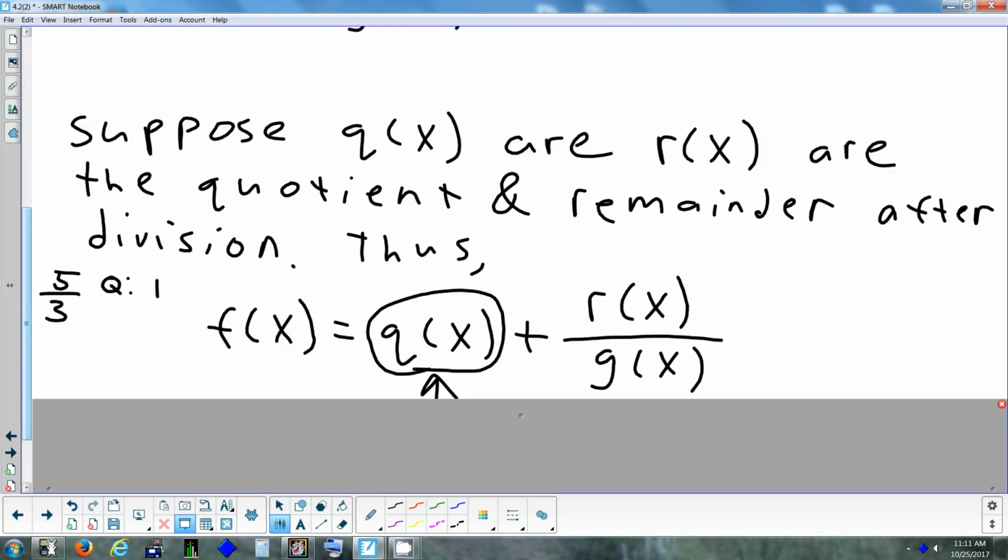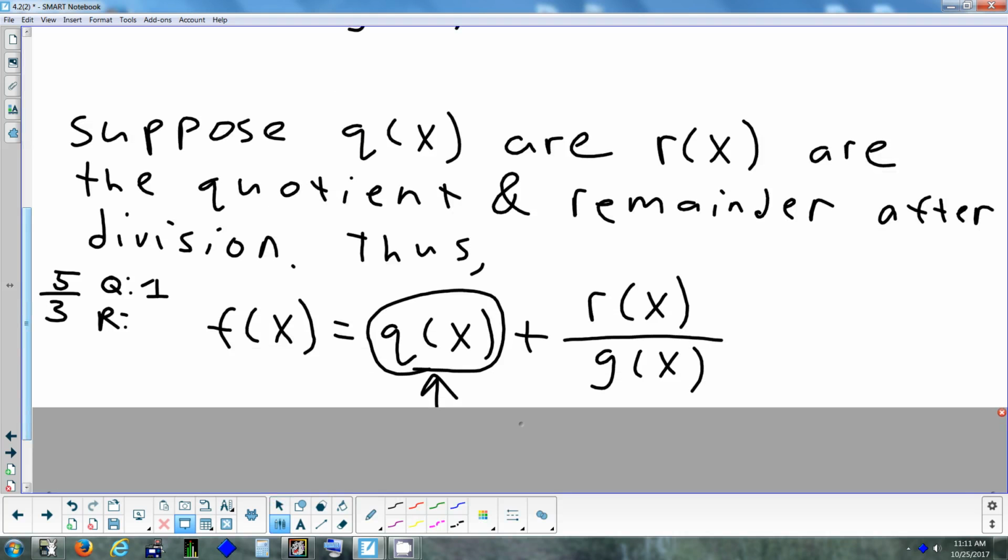The quotient would be 1. What's the remainder? 2. Remainders are whole numbers, not fractions. So when you divide 5 by 3, 3 goes into 5 once, remainder 2, if you write it the way you would with long division. Any question on that?